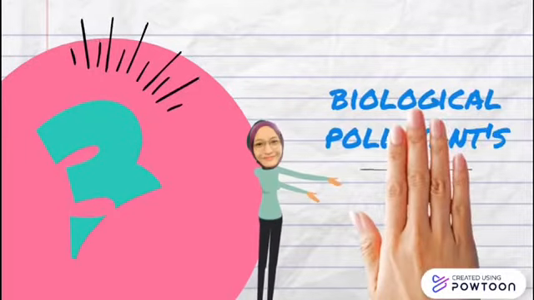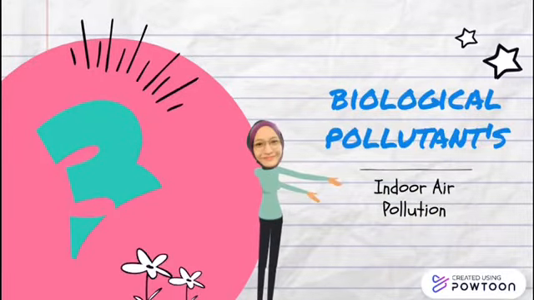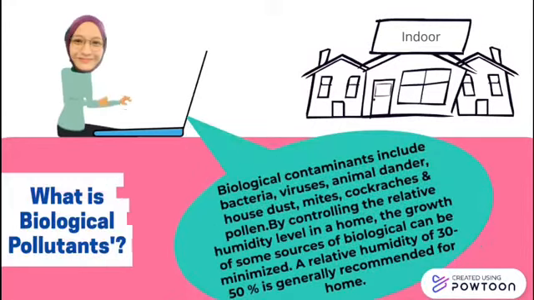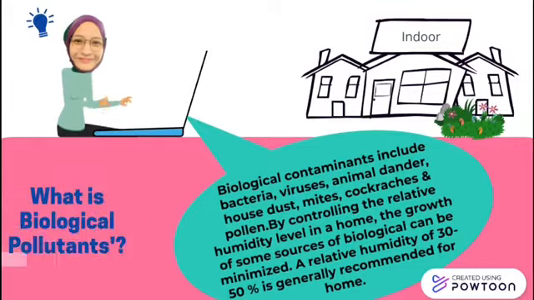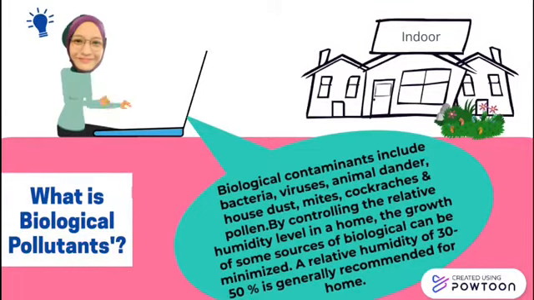The next source of indoor air pollution is biological pollutants. Biological contaminants include bacteria, viruses, animal dander, house dust mites, cockroaches, and pollen. By controlling the relative humidity level in a home, the growth of some sources of biological contaminants can be minimized.